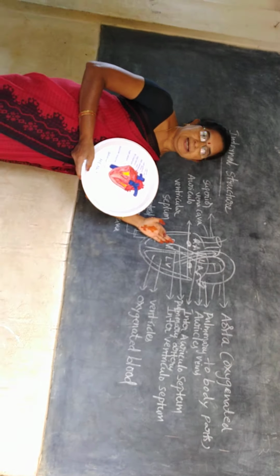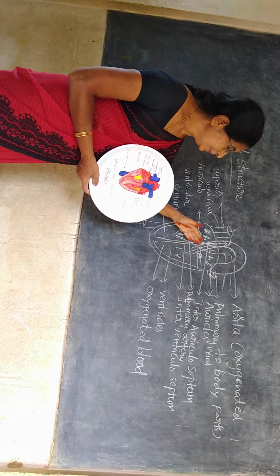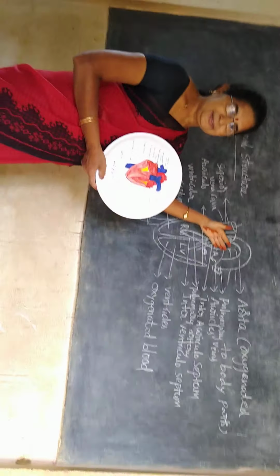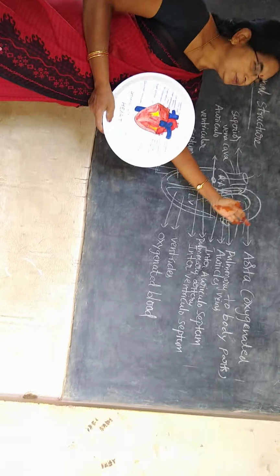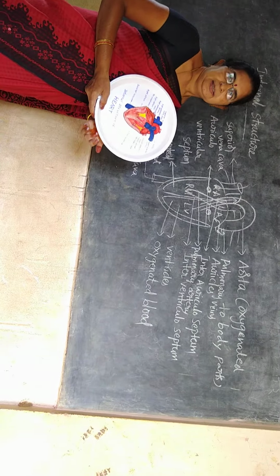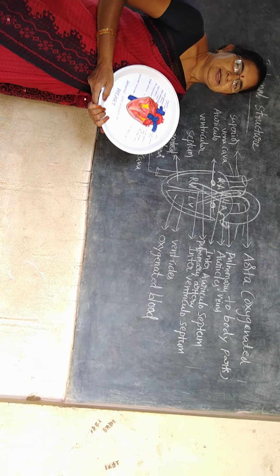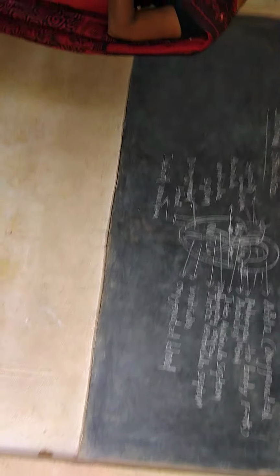Are you clear? The pulmonary artery arises from the right ventricle. It will supply deoxygenated blood to the lungs. Okay?